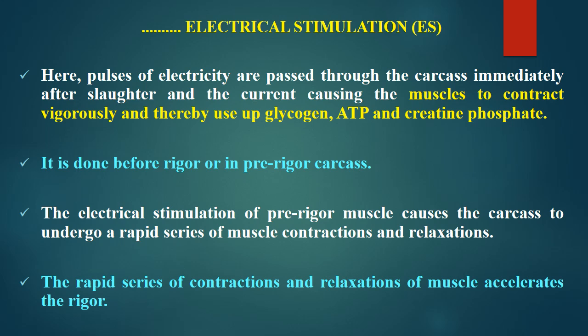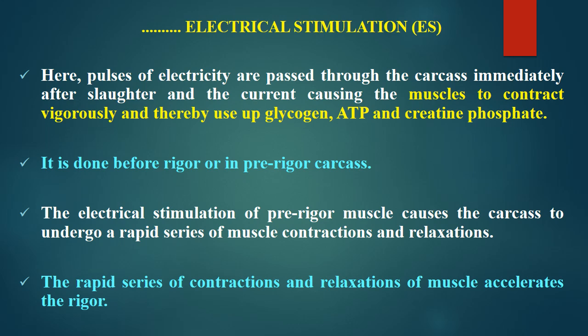In continuation about electrical stimulation, here pulses of electricity are passed through the carcass immediately after slaughter, and the current causes the muscles to contract vigorously, and thereby use up glycogen, ATP and creatine phosphate. So the electrical stimulation causes vigorous contraction, use of the glycogen and ATP, and then the rigor mortis sets early. It is done on the pre-rigor carcass.